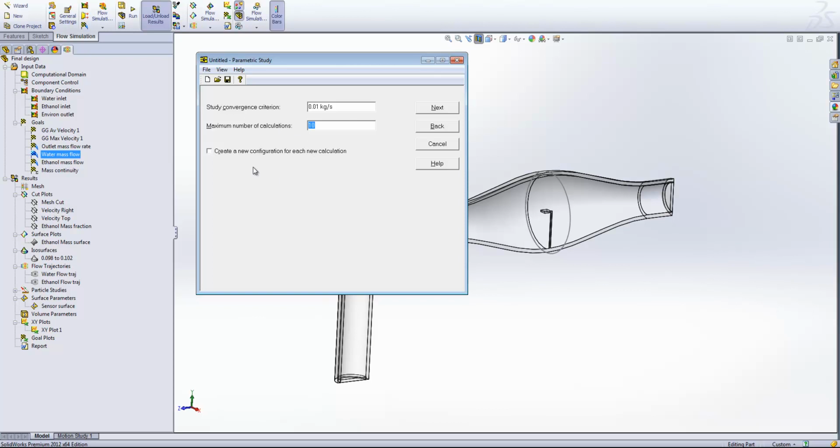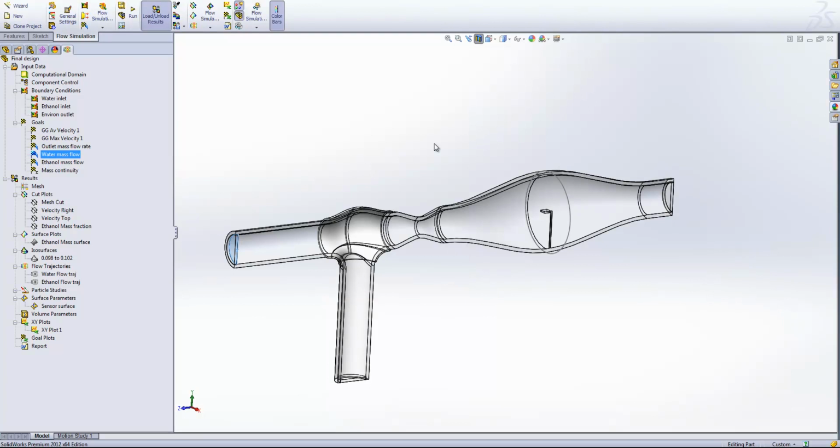Then we can specify the number of attempts it has. So the system will carry on trying to refine your design, trying to change that dimension until we reach that value, or until we reach the maximum number of calculations or attempts. And then we can specify whether to generate a new configuration for each of those attempts or not. And then the system will just run through an optimization process and try and give you the best answer that you can get.